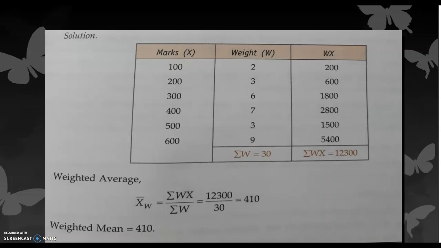So children, let us conclude today's session. Don't forget to do these two problems in your notebook. Study well and attend the test paper without fail.